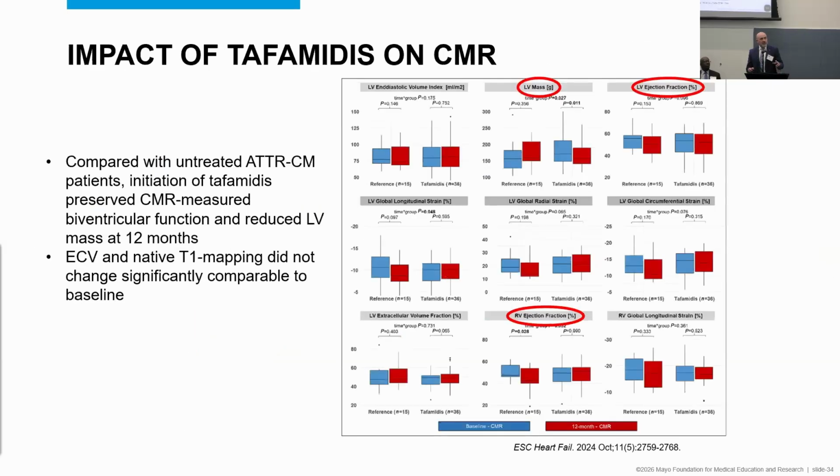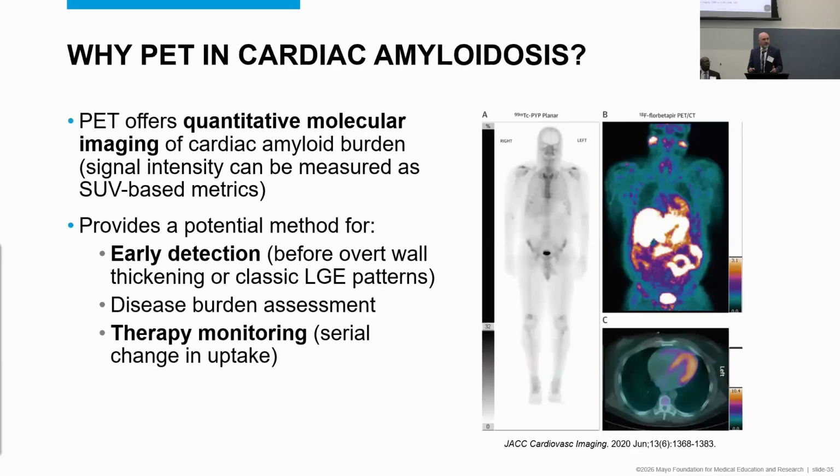And then what do we expect from a tafamidis standpoint? Again, the ECV and T1 mapping in this particular study didn't change significantly, but when we look at the biventricular function, it got better, and your overall LV mass improved in individuals who were on stabilizers.